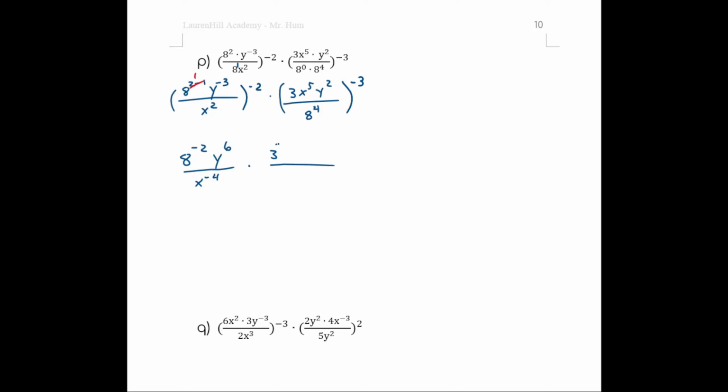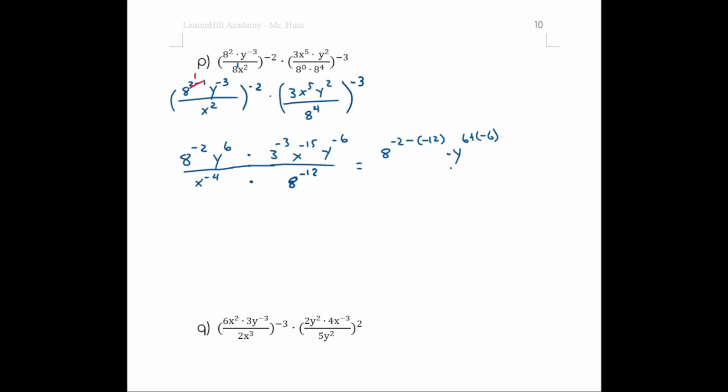We've got 3 to the minus 3, x to the minus 15, y to the minus 6, and 8 to the minus 12. Okay? Now we're multiplying two fractions together, so we multiply the numerators together, multiply the denominators together. We get 8 to the minus 2. Notice in the denominator here I have 8 to the minus 12, so we can subtract that exponent, right? Same base here. We've got y to the 6. We've got y to the minus 6 here. So same base, we'll just add their exponents together, right?